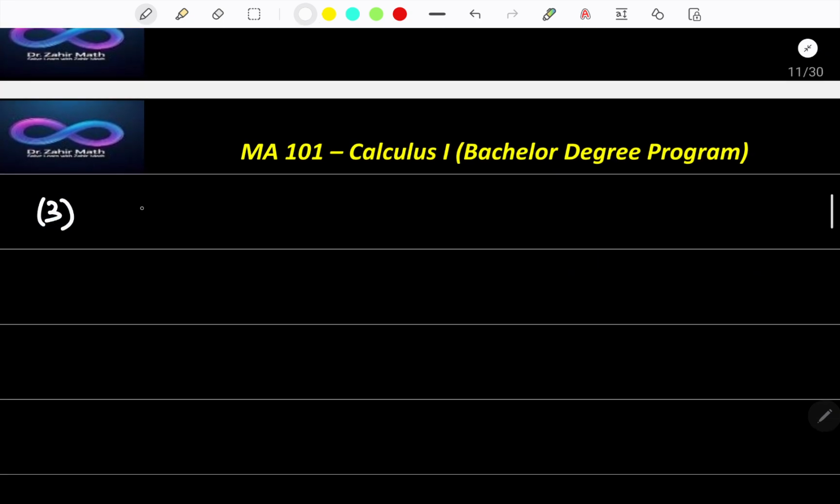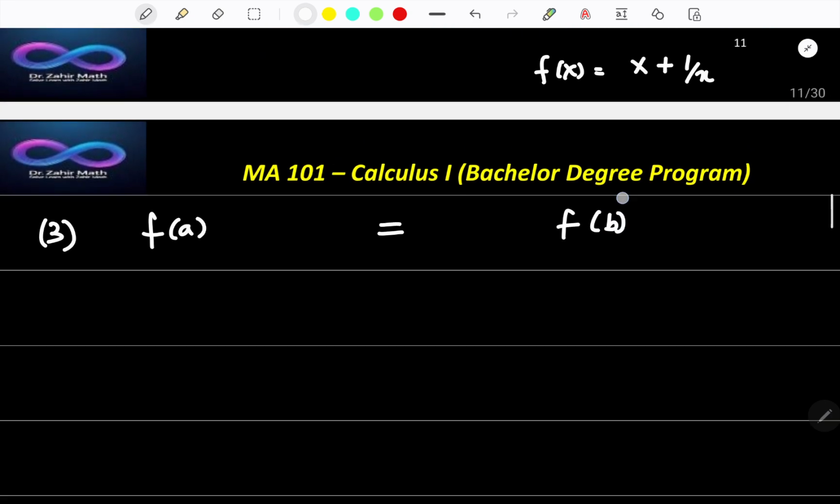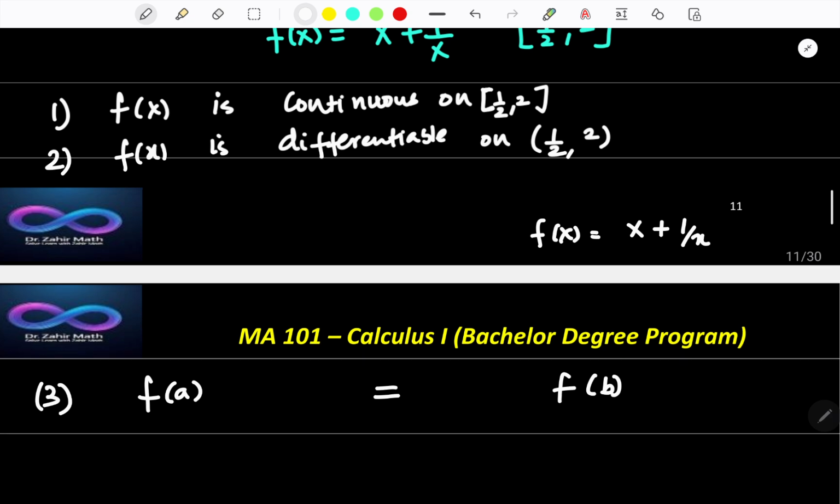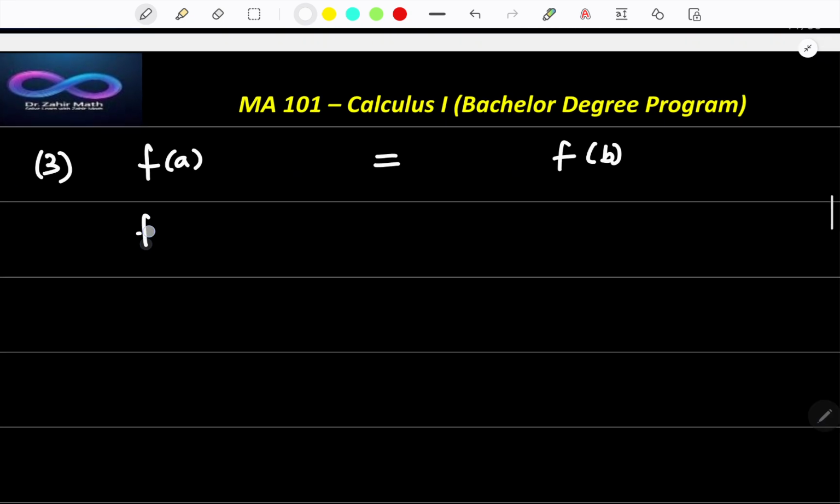What is the third point? f of a is equal to f of b, right? So what's your f of x? Your f of x is x plus 1 by x. Nice function, right? What is your a in the question? This is your a and this is your b. So you're going to put f of a is 1 by 2 and f of b is 2. You must get the same answers. Keep in your mind, otherwise Rolle's theorem will not be satisfied.